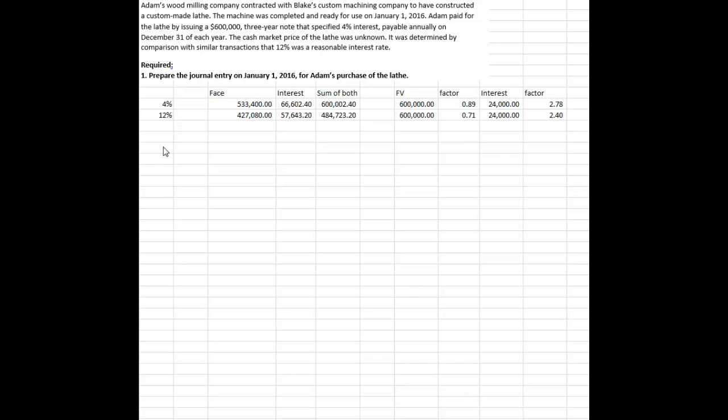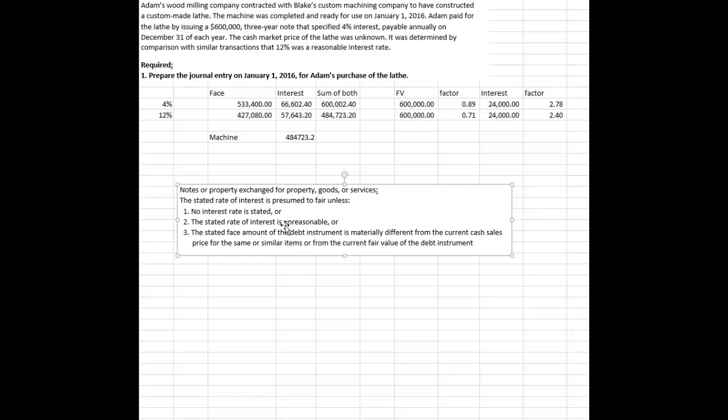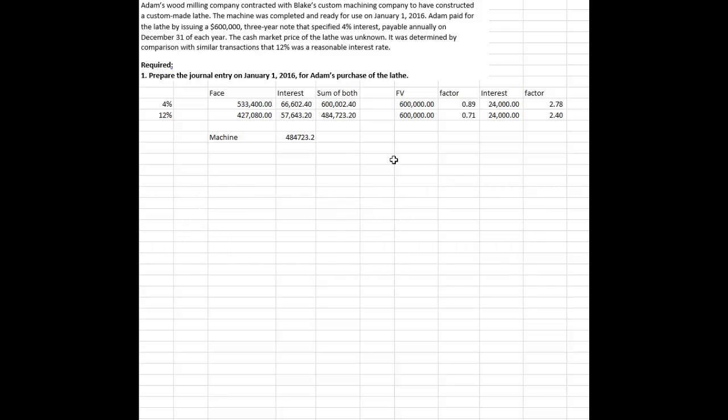So the way we do that is this. I'll just frame it up here. Remember, we're Adams Wood Milling Company, and we're going to get machinery, and we can't overvalue the asset. It's 484,723.20. That's the whole reason we go through these 3 rules. Is it looks like we have an illogical number, or it's overstating the asset. So let me just format these numbers again. That's bothering me that there's not a comma in there.